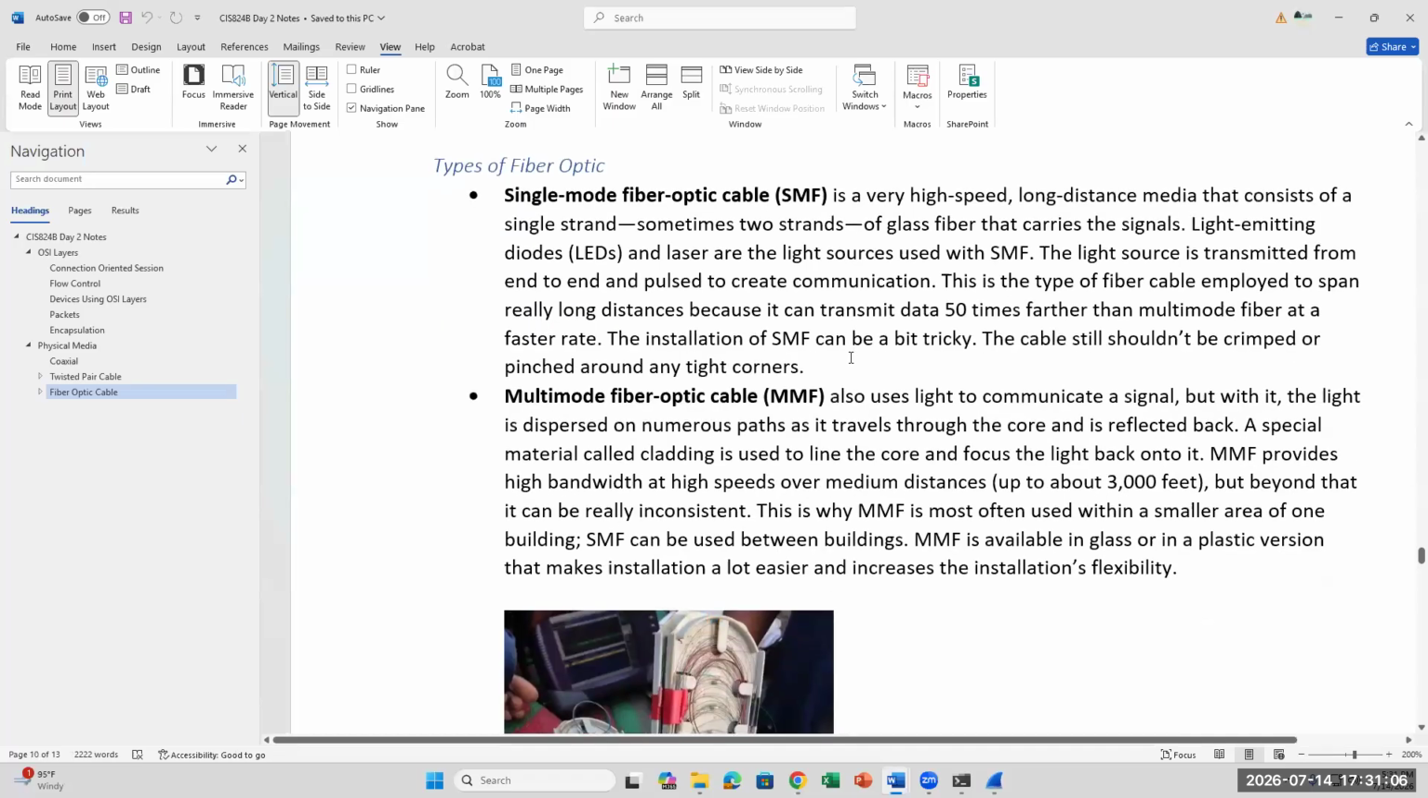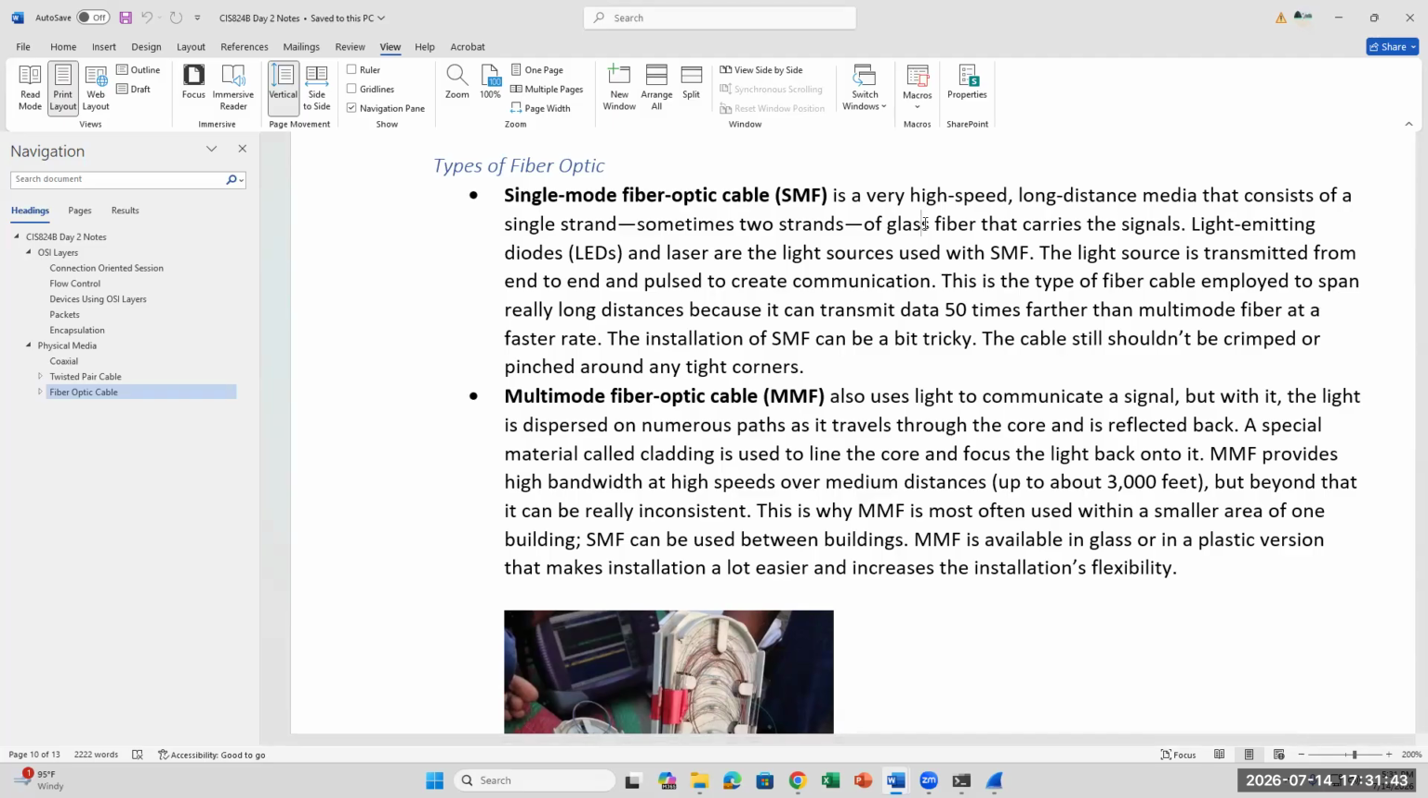So SMF stands for single mode fiber optic, compared to MMF, which is multi-mode fiber optic, right? So for SMF, your single mode, it is glass fiber. Inside that you have a glass core and it uses LED and laser. And because of the glass, you have to splice it straight, because even at a diagonal, the light would bounce, right?